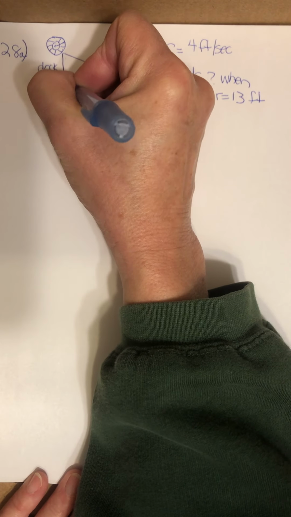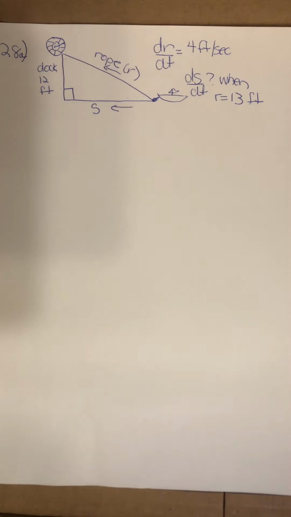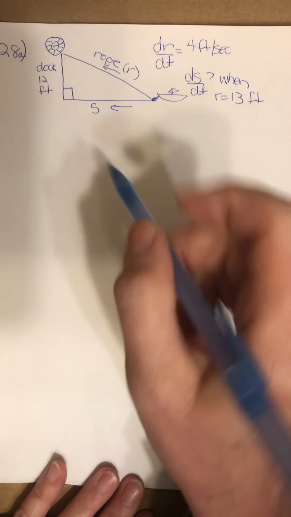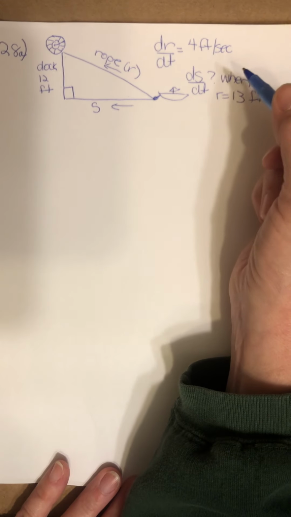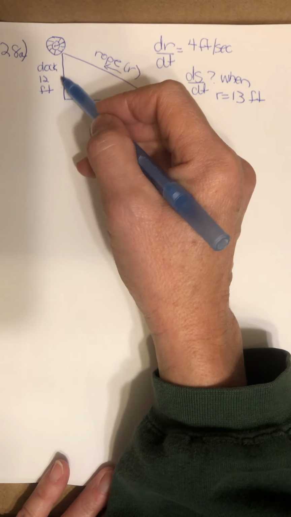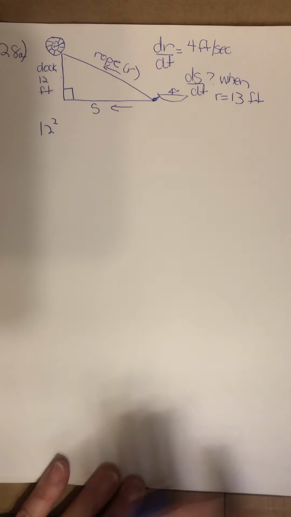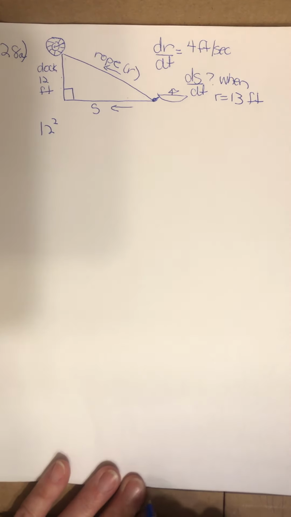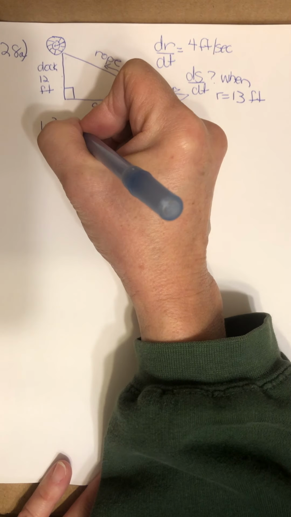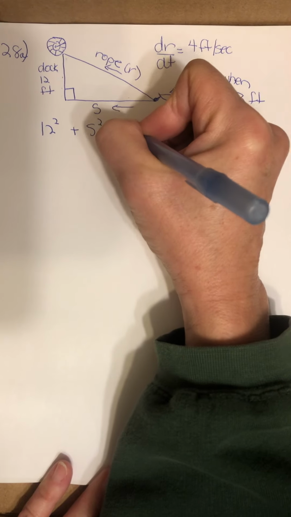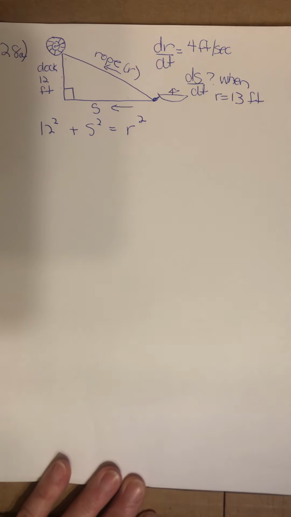Notice the dock is perpendicular to the surface of the water. So what I actually have is the Pythagorean theorem here, right? And so I'm going to go ahead and write that. That would be the side of 12 squared, right? Because that dock throughout the problem is 12 feet, it's a constant. 12 squared plus s squared equals r squared. There we go.